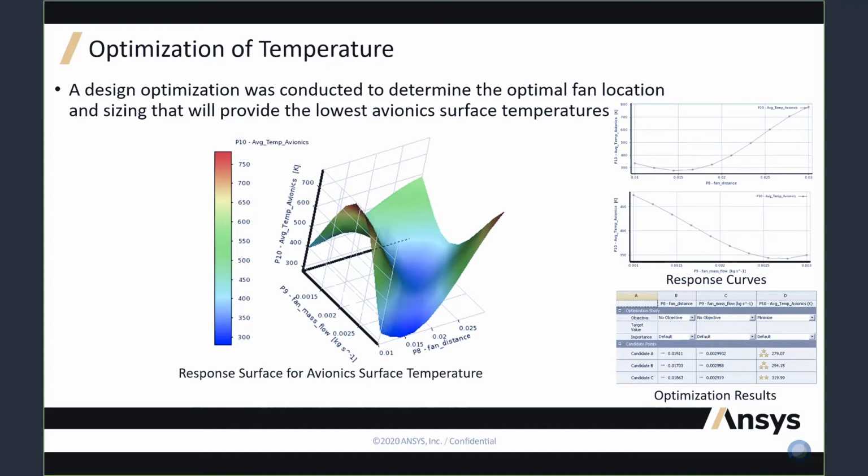And then the first thing we want to look at is the optimization of the temperature of the avionics system. So you can easily conduct a design optimization to find the optimal fan location and sizing that's going to provide the lowest surface temperatures. The idea is to parameterize the location of the fan and the size itself, the mass flow across the fan. And then the optimizer, or the DOE optimizer, conducts a DOE and generates a response surface automatically. There's no need to export the data in any way and manipulate it. This is all done automatically, and you can quickly see a response surface.